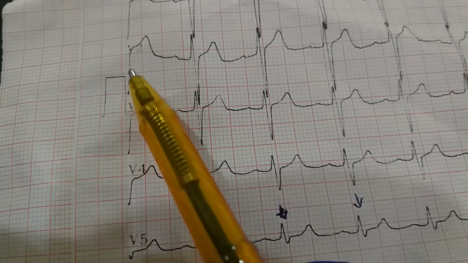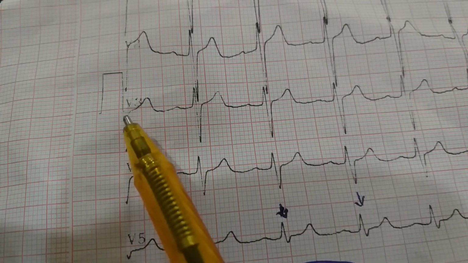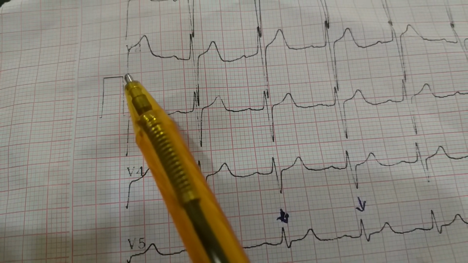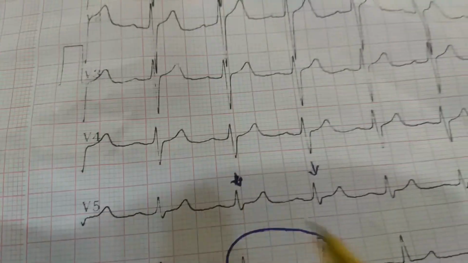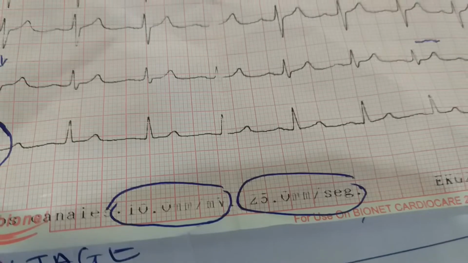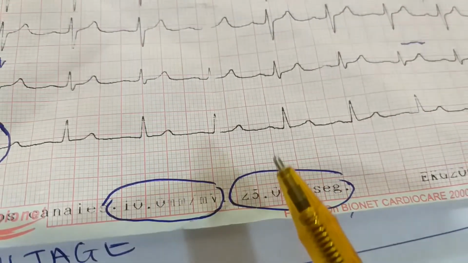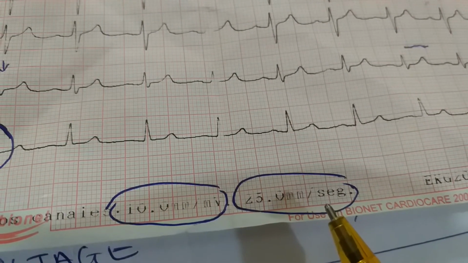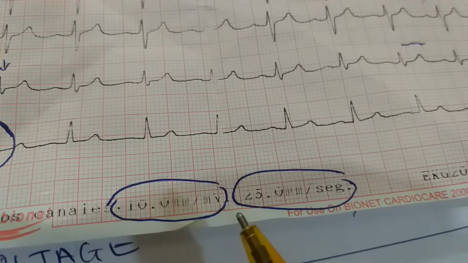These two large boxes represent the voltage of the ECG machine, and you should look for it. It should be the standard: a speed of 25 millimeter per second and a voltage of 10 millimeter per millivolt.